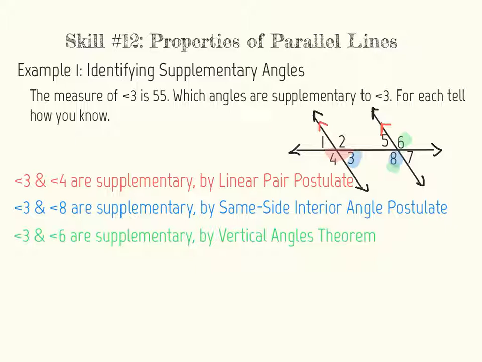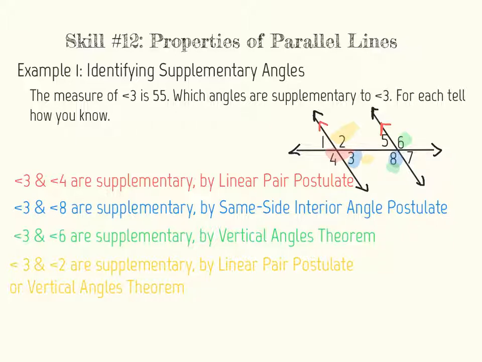And finally, angle 3 and angle 2 are supplementary, and this reasoning could also be by the vertical angles theorem, or it could be by the linear pair postulate. Either one of those ideas would work on this one. So angle 3 and angle 2 are supplementary by the linear pair postulate or the vertical angles theorem.